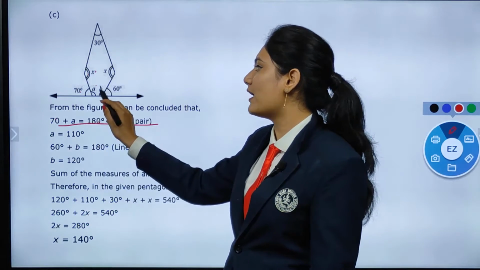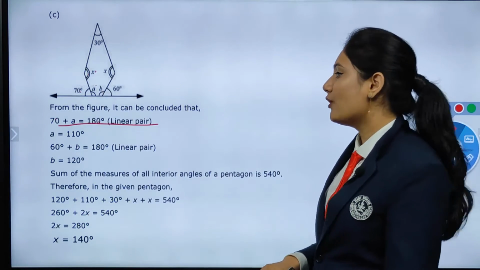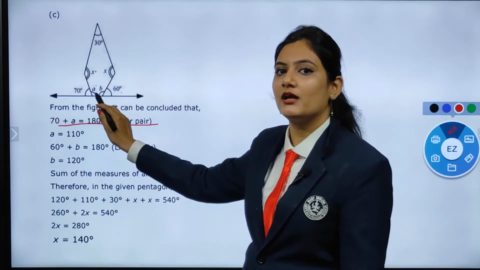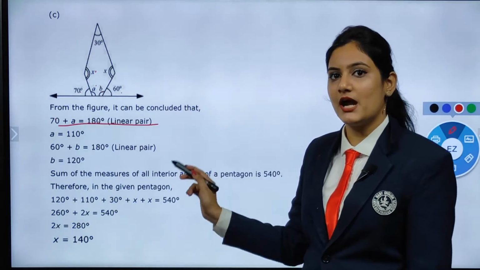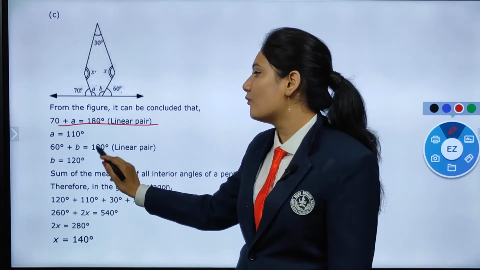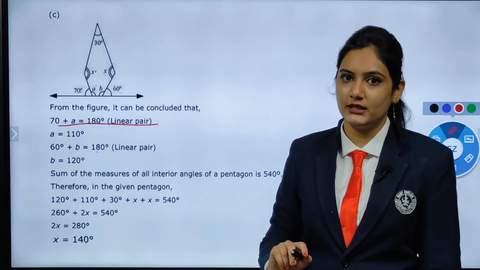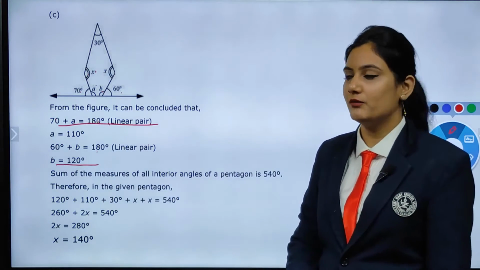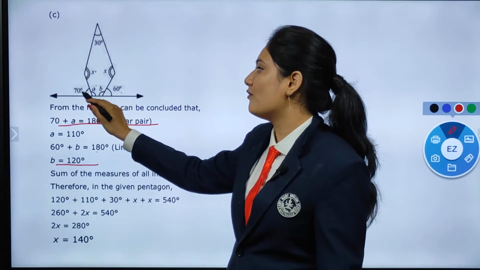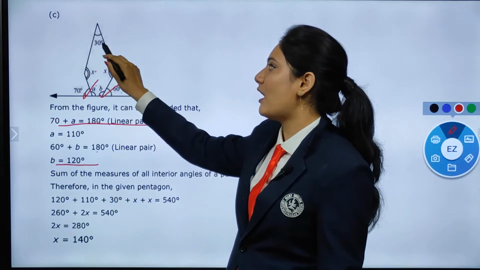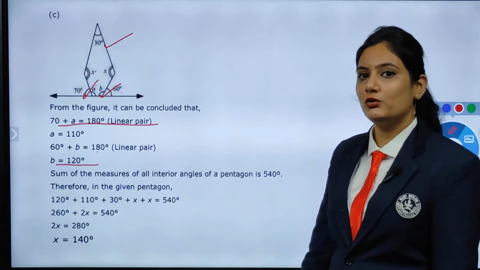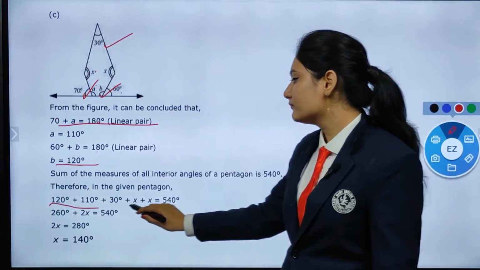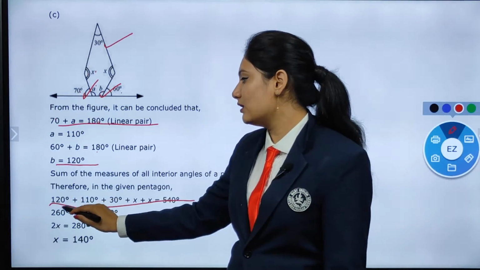Next, you have to find the value of B. So how can you find the value of B? The exterior angle is 60, the interior angle is B. When you add 60 and B, you will get 180 degrees, as it is forming a linear pair. So B equals 120 degrees. Now children, you have the value of A, you have the value of B, you have 30 degrees. Then what will you do? You want to find the value of x. Write all the things in the given line as seen here.